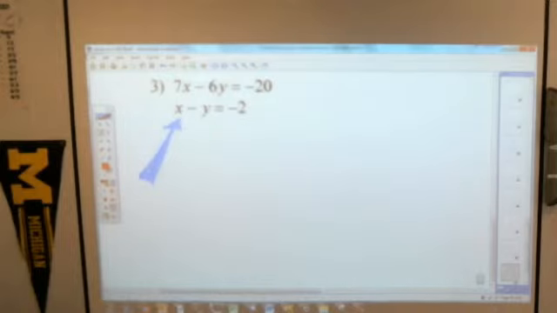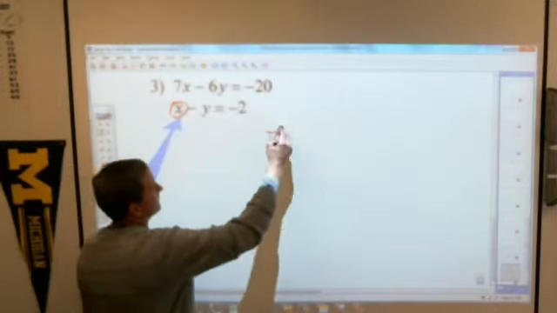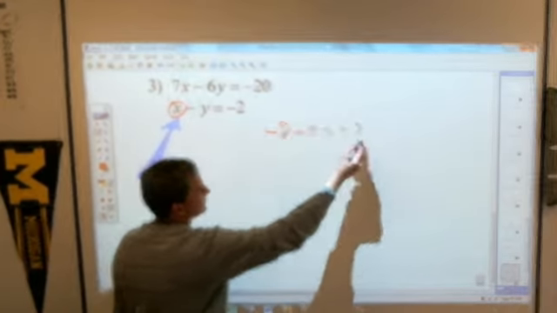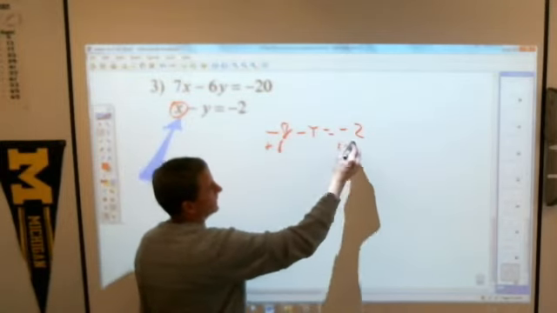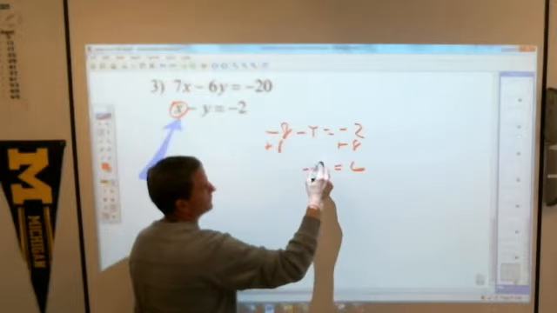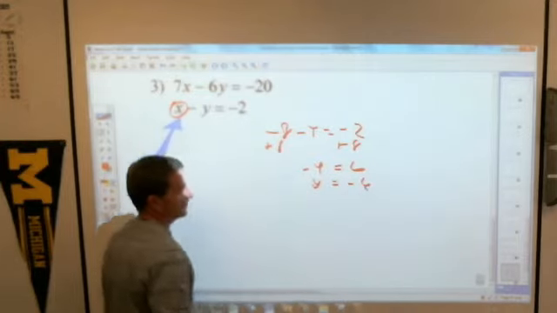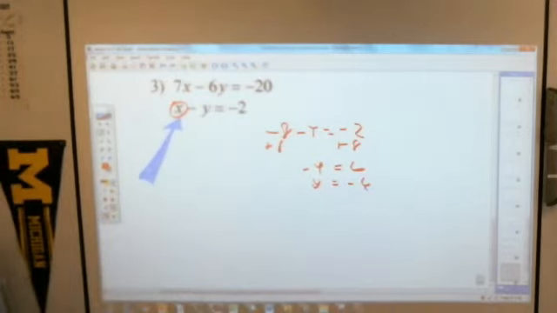Yeah. What did X equal? -8. I got -8. So, just put -8 right here. -8 minus y equals -2. Add 8 to both sides. You get +6 equals -y. Y must equal -6. Just a matter of filling in the proverbial blanks there.